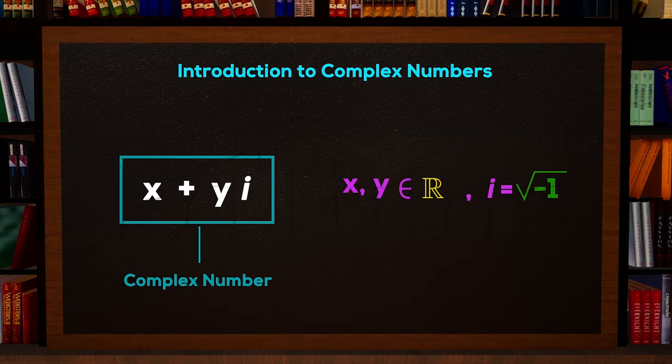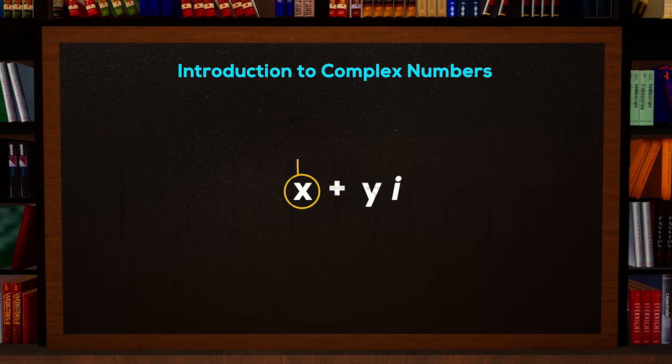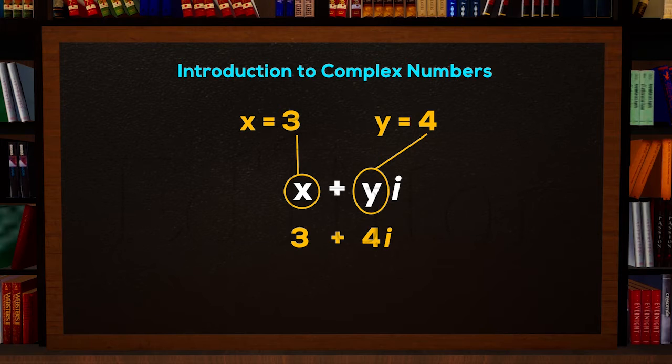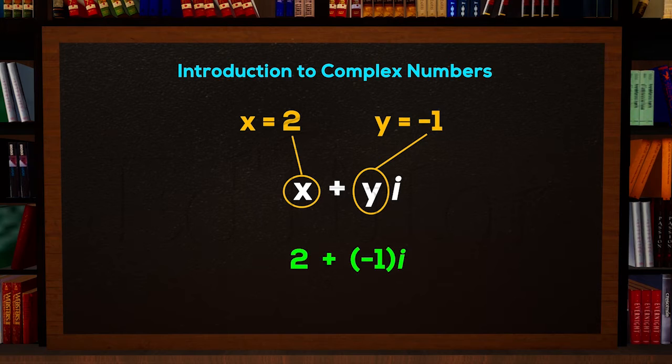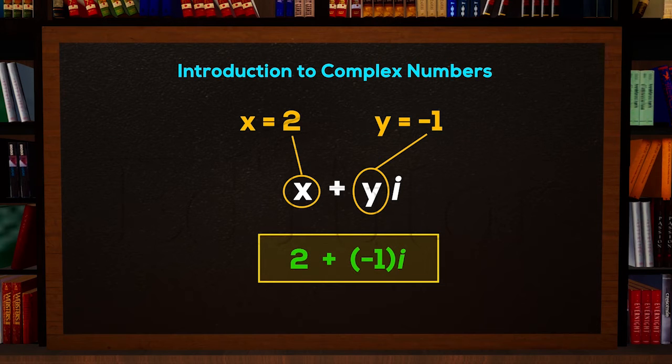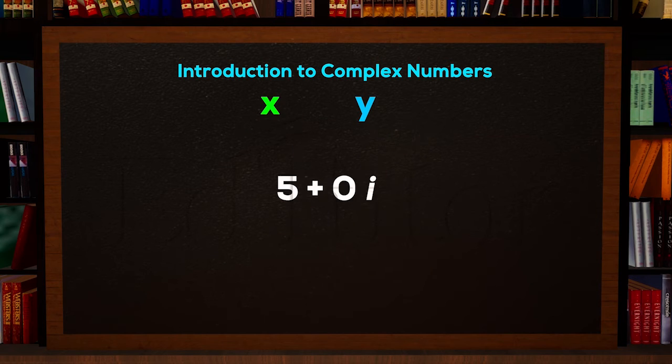Let's see this in practice. Suppose x is 3 and y is 4. What does their complex look like? Awesome! How about when x equals 2 and y equals minus 1? Easy. Simplify this a little. And there we go.